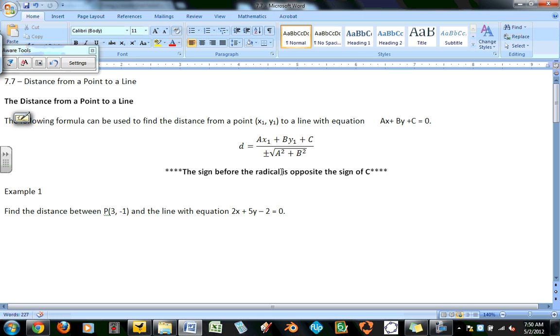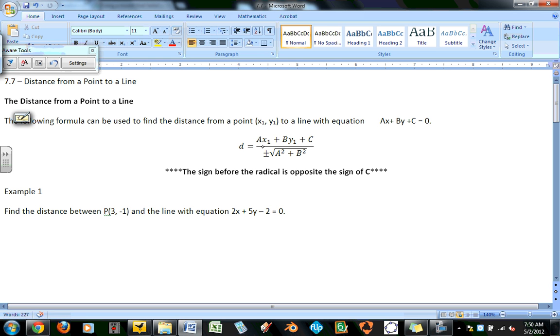The sign before the radical is opposite the sign of c. So if this is a plus, we got to have a negative down there. If this is a negative, we got to have a plus down there. Okay. So in example 1, it's pretty self-explanatory. All it is is plugging and chugging. So I'm going to do 3 examples here, and we'll be done. So let's find the distance between (3, -1) and the line with the equation 2x plus 5y minus 2.